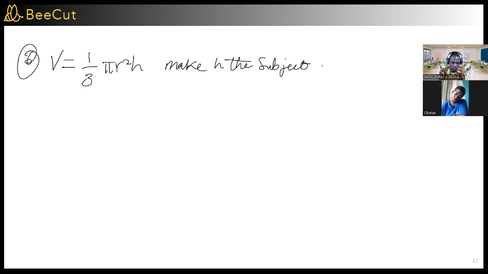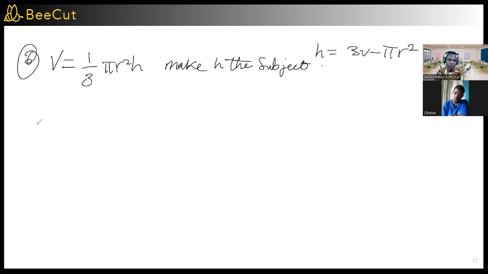Okay. You've gotten the answer. Let me see. What's your answer? H equals 3v minus pi r squared.